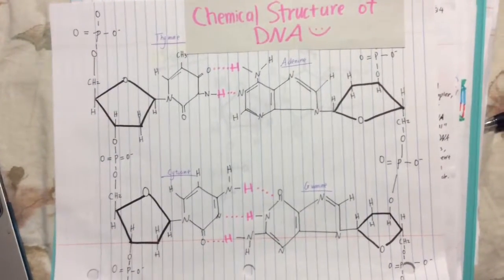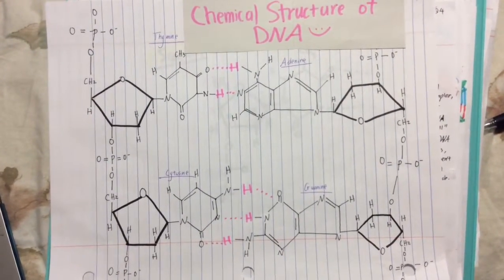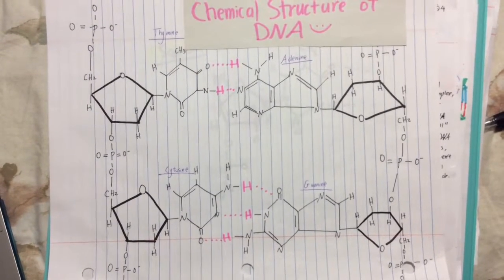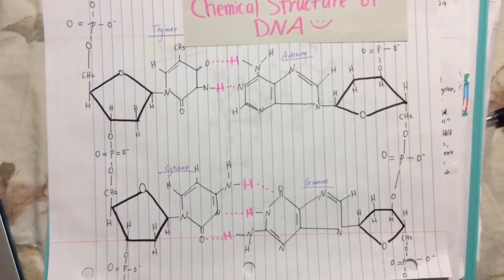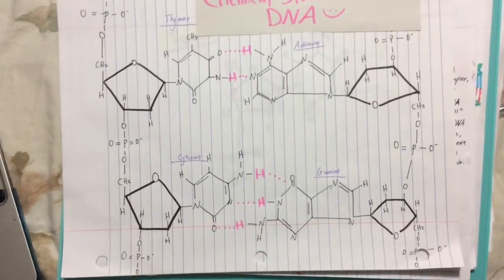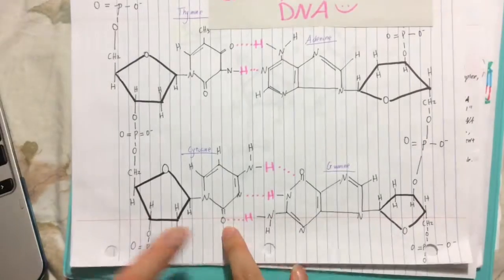This is a partial chemical structure of DNA. It consists of thymine, adenine, cytosine, and guanine. They are the bases, and they're all connected by the hydrogen bonds labeled right here.